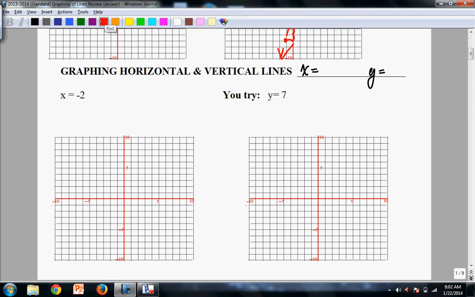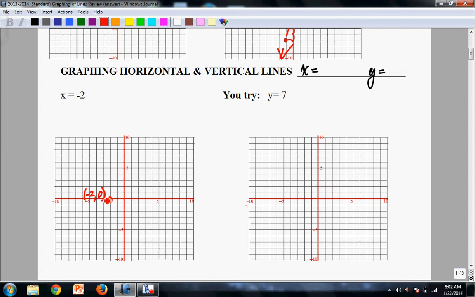X equals negative 2. What I'm about to show you is wrong. Just watch. Hang on. I'm going to show you the most common mistake, okay? So right here, x equals negative 2. Woohoo! X equals negative 2. That is the point negative 2 comma 0. That's a point. That's not a line.